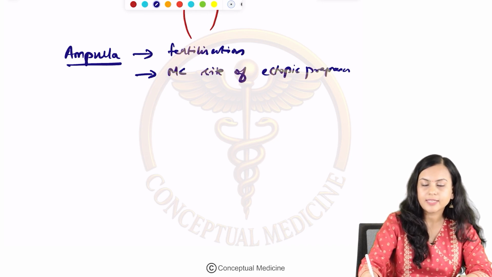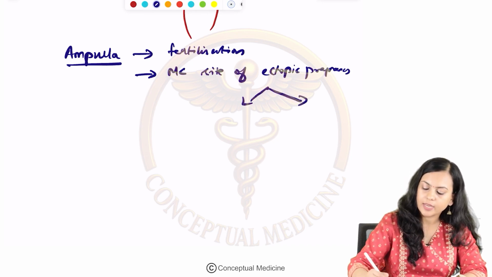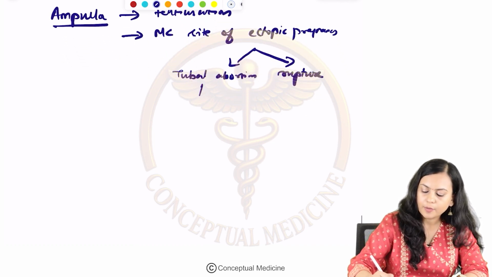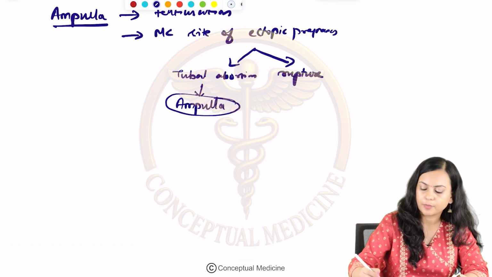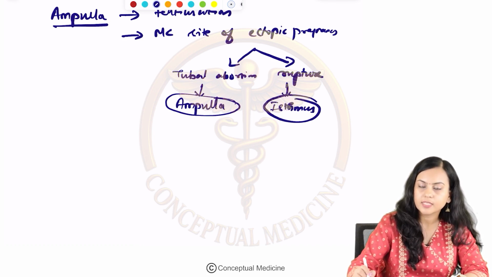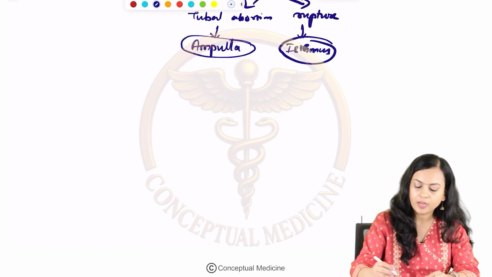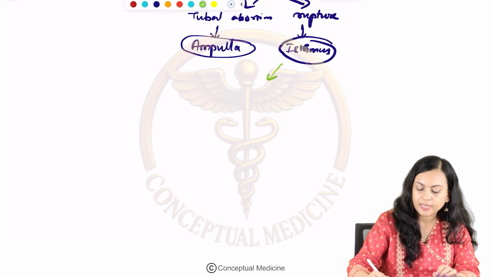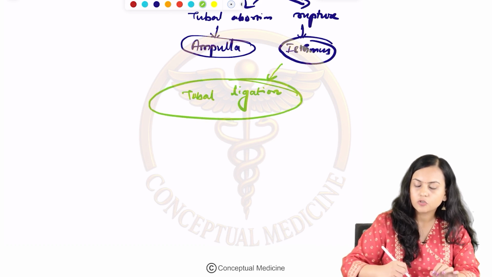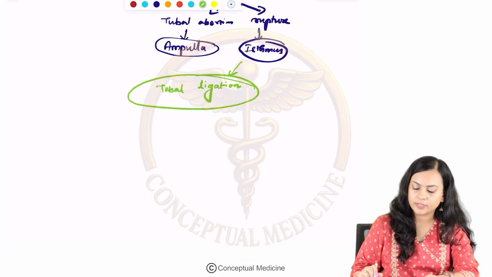Okay. Now, this ectopic pregnancy can have 2 fates. Either it can go for tubal abortion or it can go for tubal rupture if it is formed in the tubes. Tubal abortion most commonly happens in the ampulla since it is the most common site of ectopic pregnancy, and tubal rupture most commonly happens at the site of the isthmus because the isthmus is the narrowest part of the fallopian tube. Also remember, the isthmus is the site where we go for ligation. Tubal ligation, that is during sterilization, is done at the site of the isthmus.